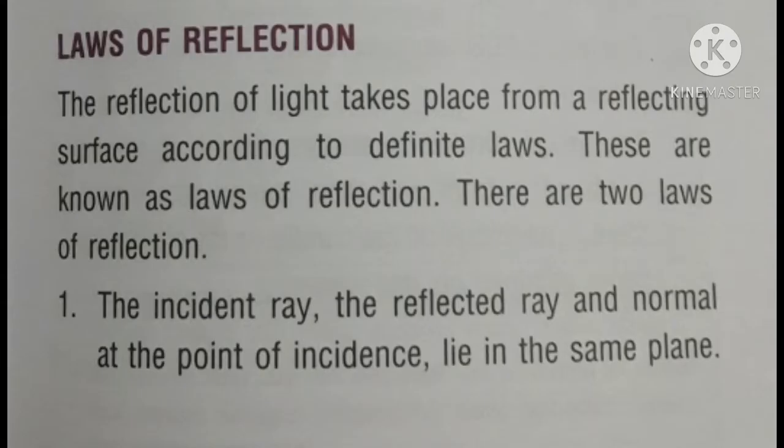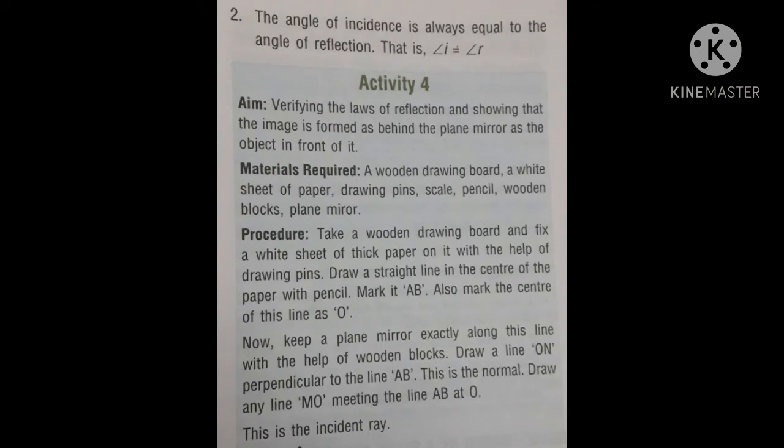Laws of reflection. The reflection always takes place according to law. The reflection of light takes place from a reflecting surface according to definite laws. These are known as laws of reflection. And there are two laws of reflection. The first one: the incident ray, the reflected ray and the normal at the point of incidence lie in the same plane. The second is: the angle of incidence is always equal to the angle of reflection, or we can say angle i is equal to angle r.